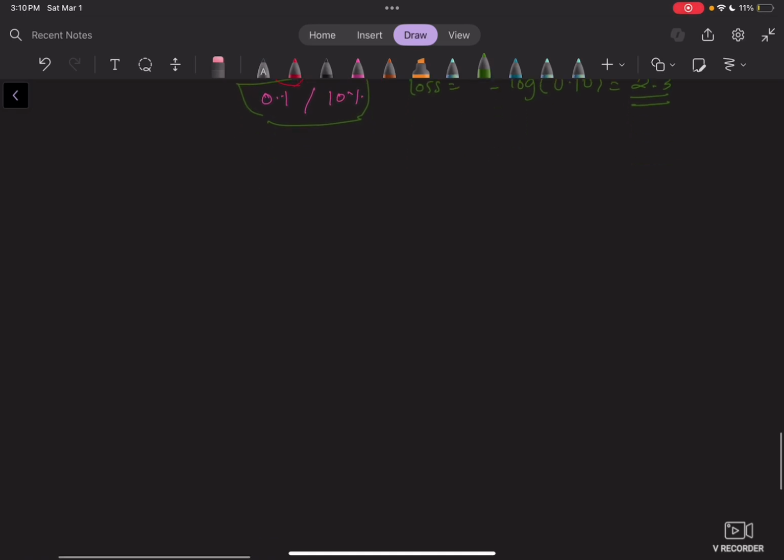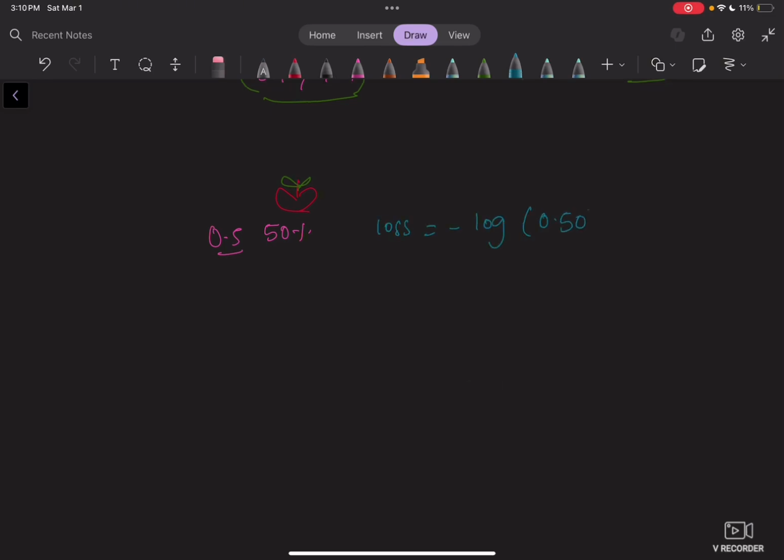And then there could be a third scenario where you give it an apple again, and it says, I'm 50% sure that it's an apple, 0.5 probability. It's not completely wrong, but it's not very confident either. At this time, I want to give it a medium punishment. I don't want to be too harsh, but at the same time, it does need to know that it made a mistake. So the loss is negative log 0.50, which is 0.69. It's just punishing so that the robot becomes more confident.